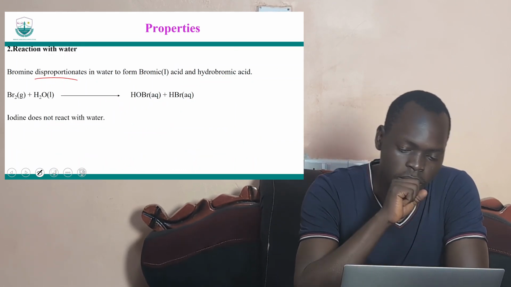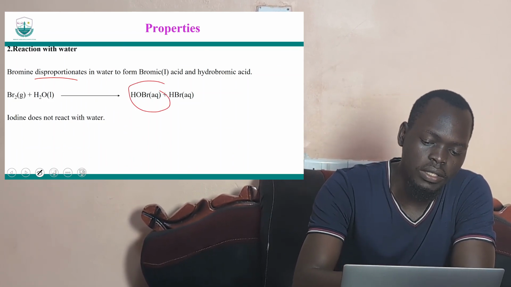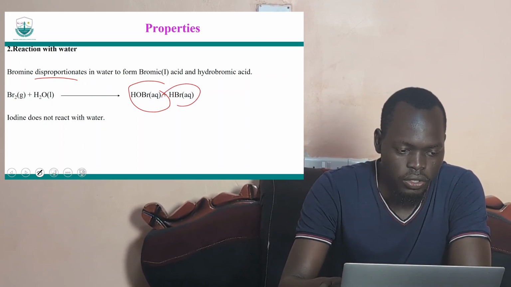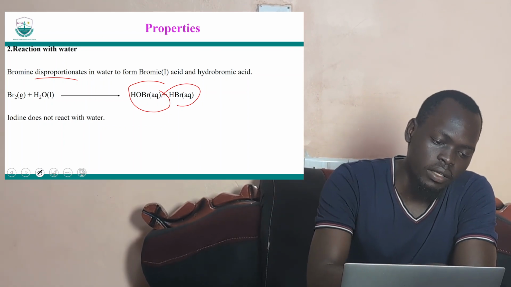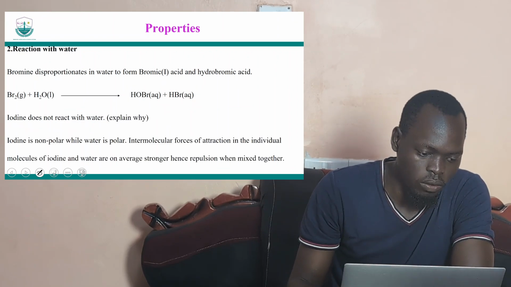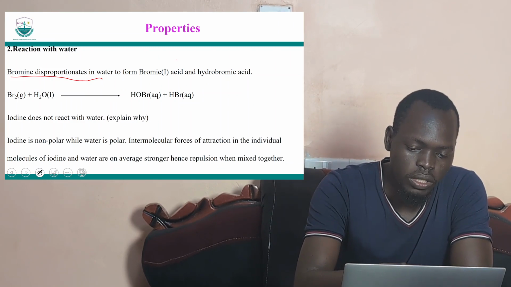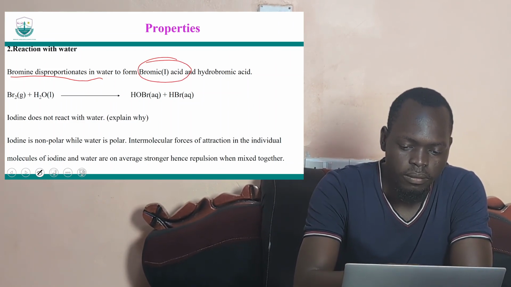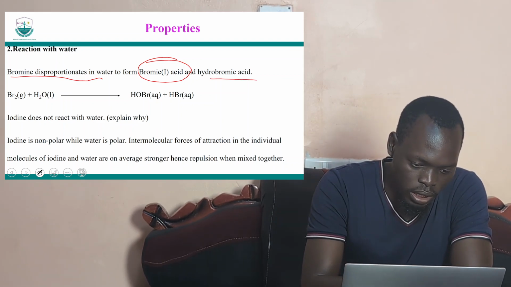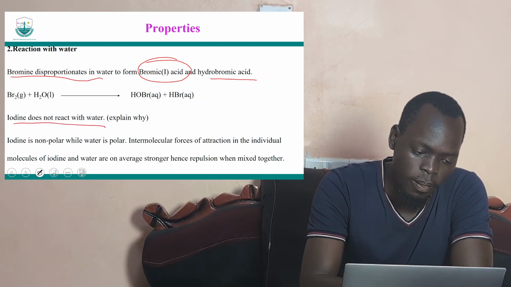Bromine too disproportionates, just like chlorine, to form bromic(I) acid and hydrobromic acid in water. Iodine never reacts with water under all circumstances. And let's explain why iodine does not react with water.